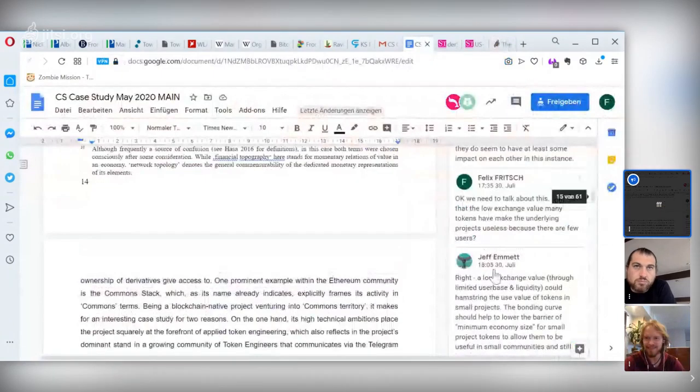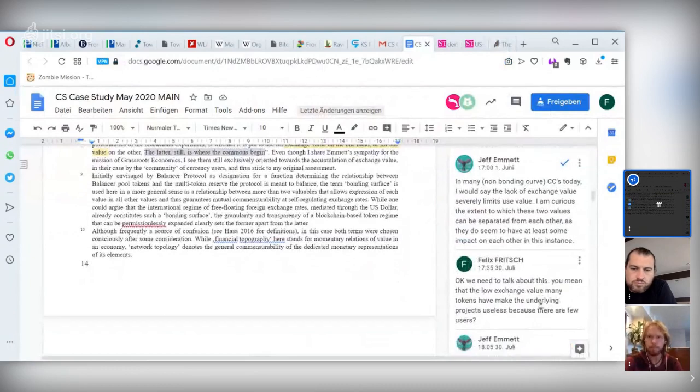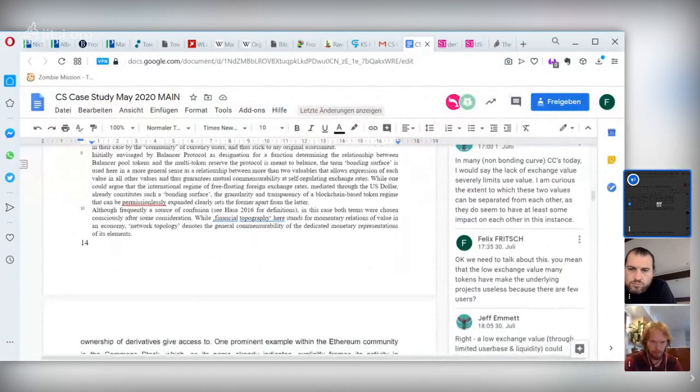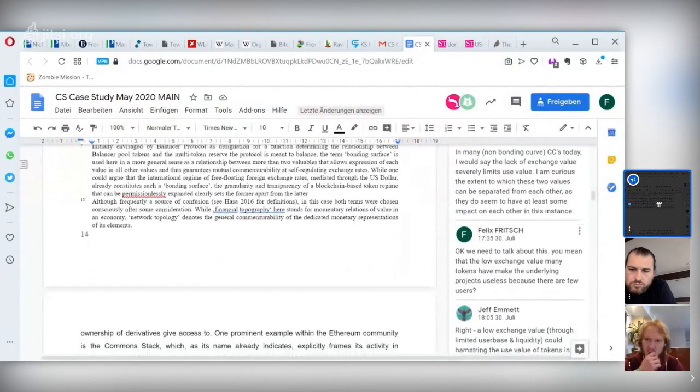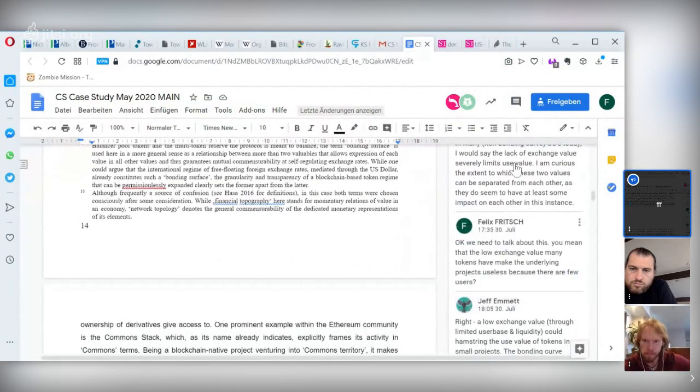So how do we continue that debate? So Jeff, you say that many CCs, cryptocurrencies today, suffer from the lack of exchange value because that limits their use value. So they're not being used. Many blockchains or cryptocurrencies are not being used because they barely have any exchange value.